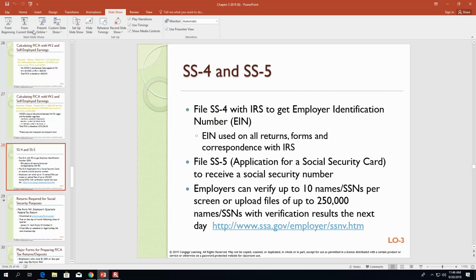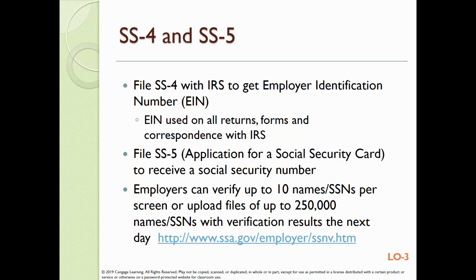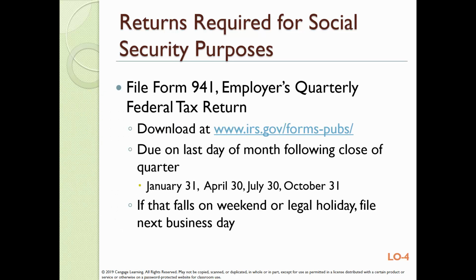So this is what we were talking about, SS4 and SS5. This is how I get an EIN. And SS5 is how I get a Social Security card. And now, once you have your EIN and you have the fiduciary clearance to take money out of people's taxes, now you have to file Form 941.